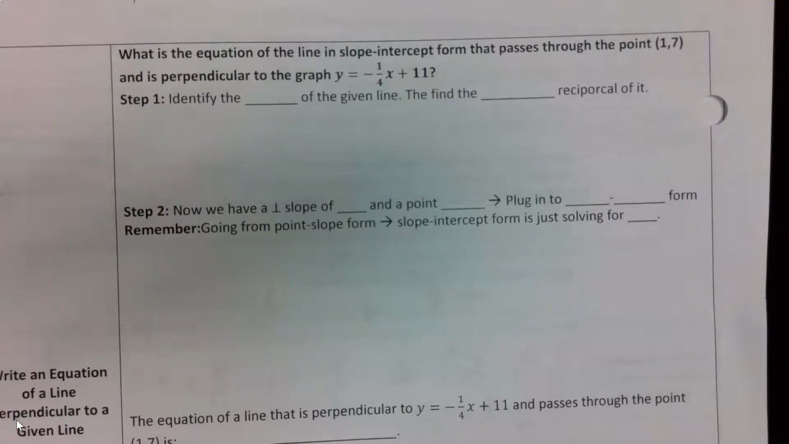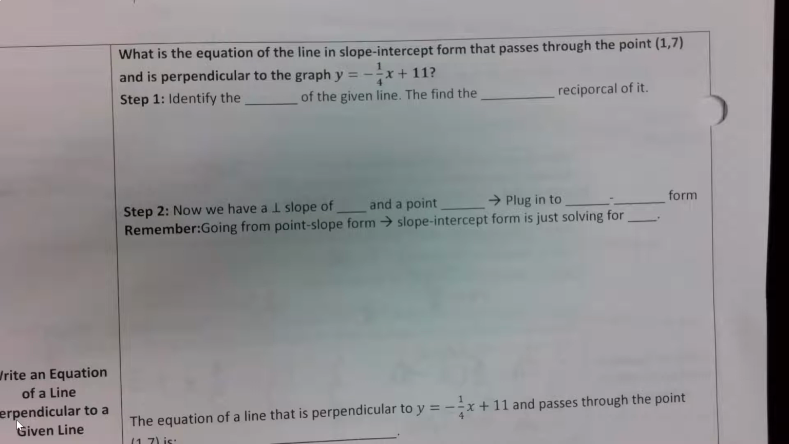Okay, so on the back side, I want to find the equation of the line in slope-intercept form that passes through the point 1, 7, and is perpendicular to the graph of y equals negative 1/4 x plus 11.